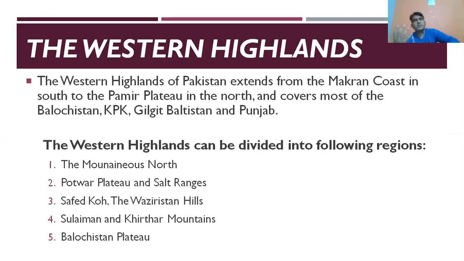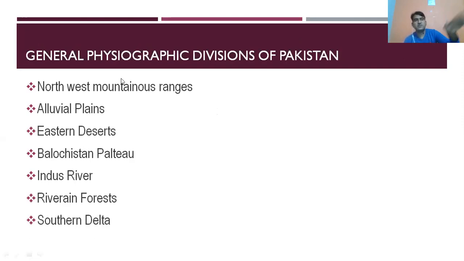The other way of describing, classifying, is to generalize. You take every physical feature. So these are the general physiographic divisions of Pakistan: we have the northwest mountain ranges, Alluvial Plains, eastern deserts, Balochistan Plateau, Indus River Riverain Forest, and the southern delta. We'll go one by one. We'll see how much area these features cover, where they exist, and also what the specialities of these features are.